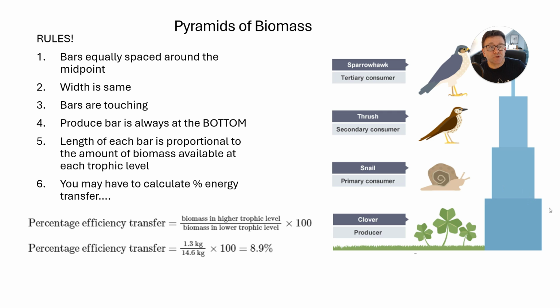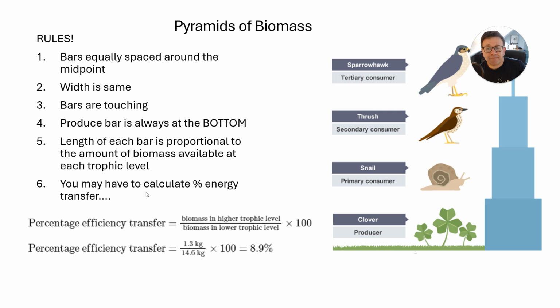Remember, if you're going to draw it, because they might ask you to draw it, take a ruler. You need to check that the bars are equally spaced around a midpoint. You can't see the midpoint on there, but they need to be equally spaced, one side and the other. Width is always the same. Bars are touching. Producer bar is always at the bottom. So producer is always a plant. It could be a microbe or a fungi or something like that, but it's usually a plant. Length of each bar is proportional to the amount of biomass available.